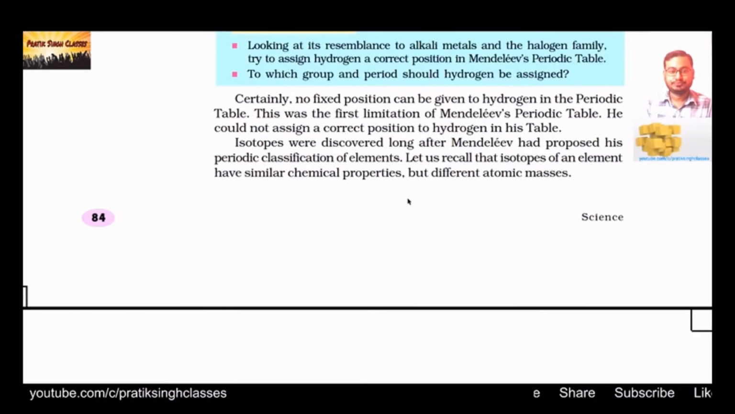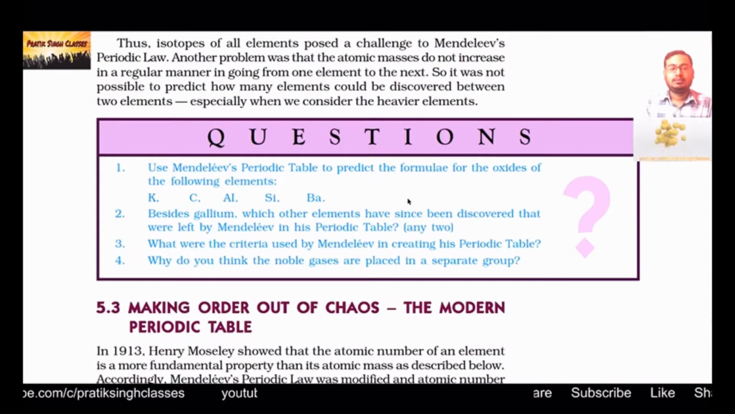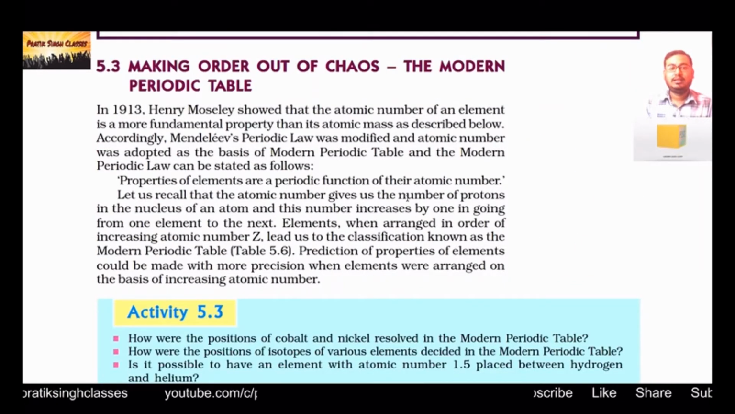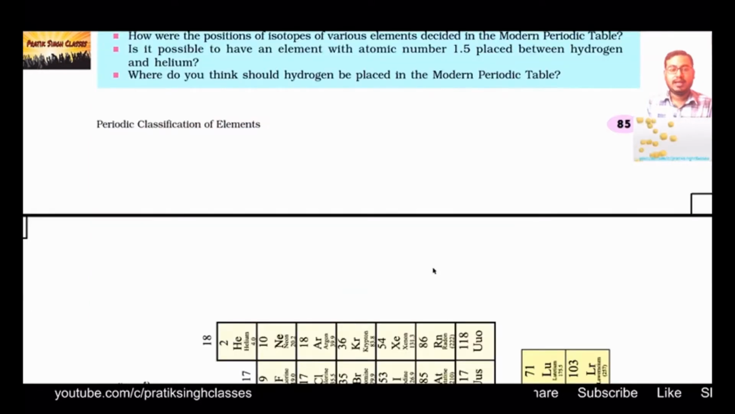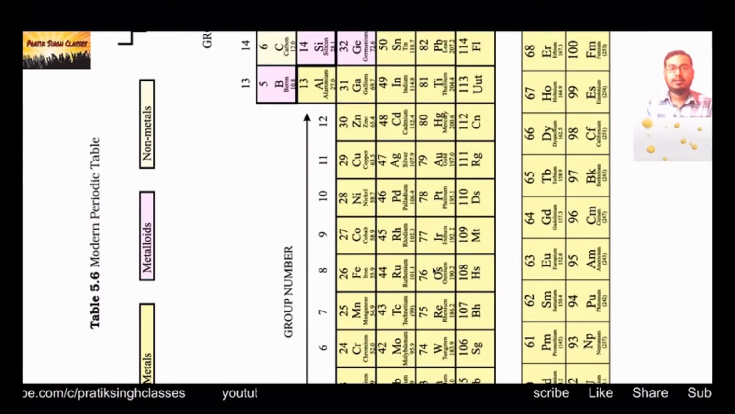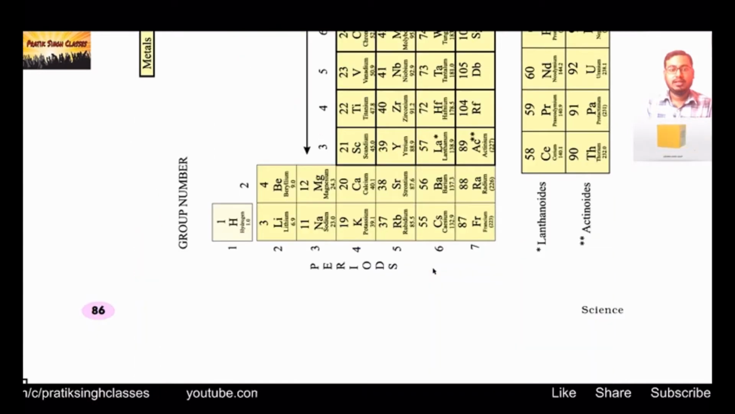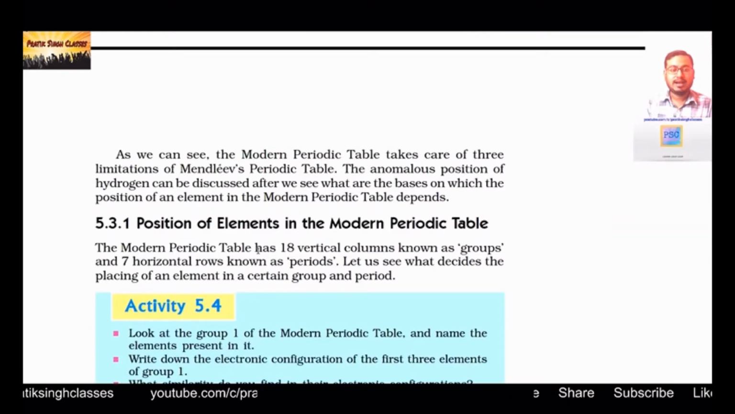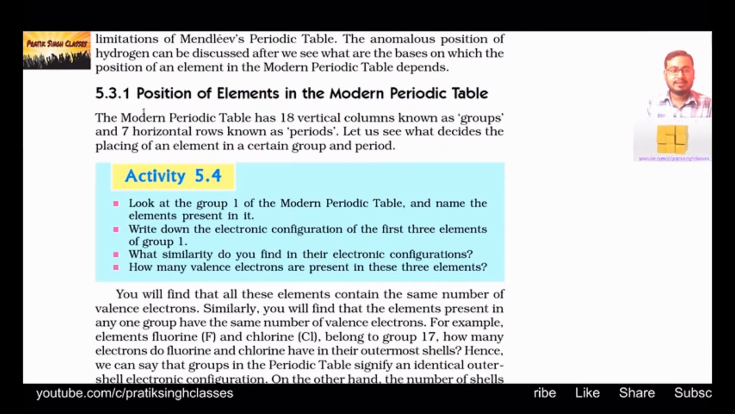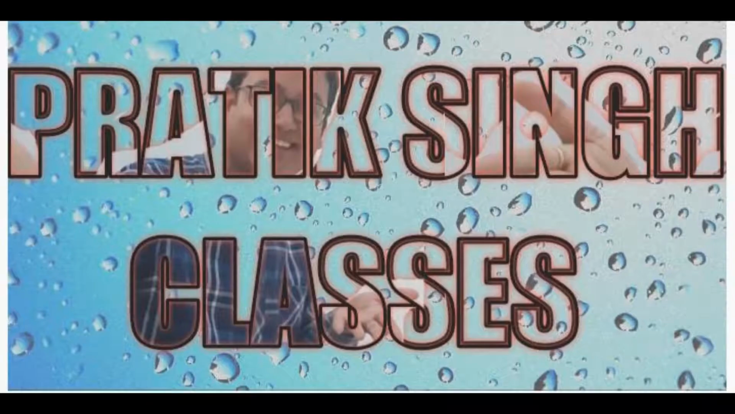Then there came the modern periodic table. There we have seen how Henry Moseley made a new periodic table based on increasing order of atomic number, and a lot of other things. Then we have seen the periodic table which we follow now. And then we have to start from today. We have to start from section 5.3.1, that is, position of elements in the modern periodic table. So let us start our section 5.3.1.